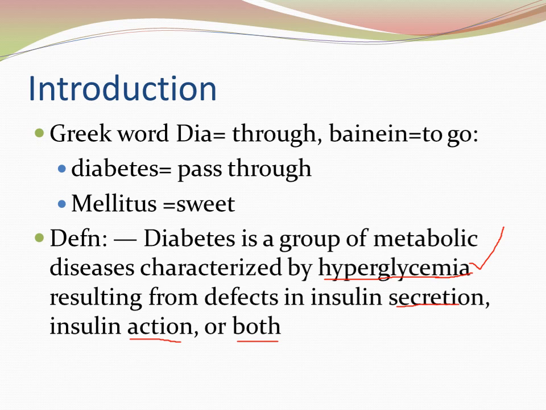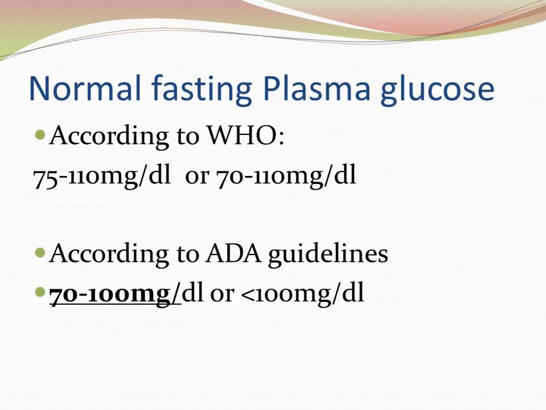Diabetes is a Greek word, where dia means through and benin means to go. Mellitus means sweet. Diabetes mellitus literally means passing sweet through the urine. It is defined as a group of metabolic diseases.